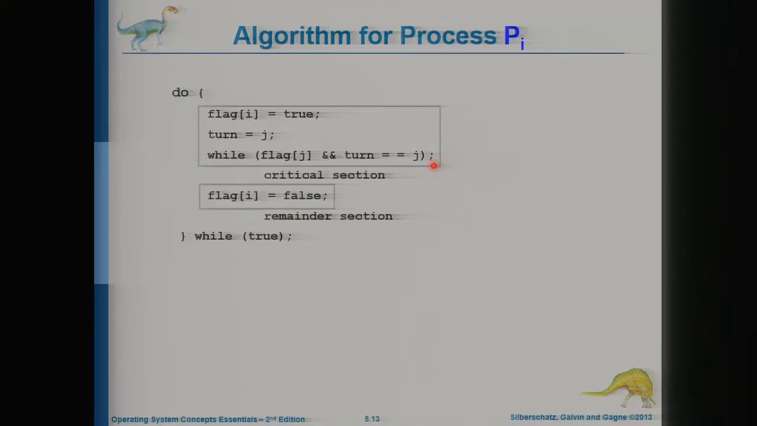When that flag becomes false, this condition becomes false. Flag of J is false and turn is equal to J, so this condition becomes false. When this condition becomes false, the process Pi enters into the critical section.